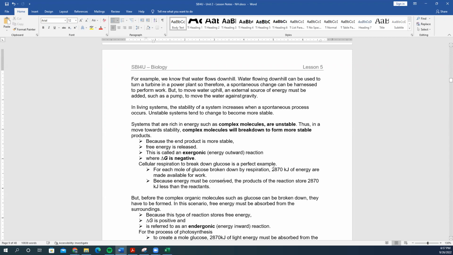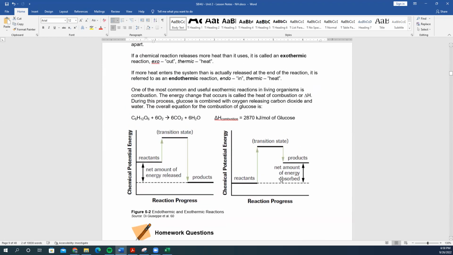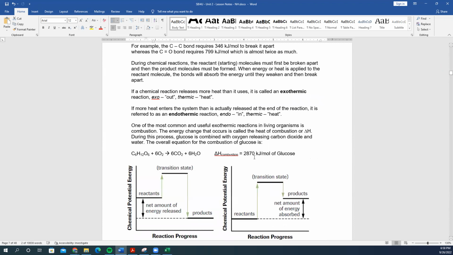And the amount of energy we're talking about is 2,870 kilojoules of energy that was stored in the bonds of the glucose molecule. And when you have the products, they contain this much less energy than the reactants, because this is the amount of energy that was released as a result. Sorry, this is not the amount of energy that's stored in the glucose molecule. This is the amount of energy that is released in that combustion reaction that we talked about. So when these molecules get broken down and reformed into these molecules.